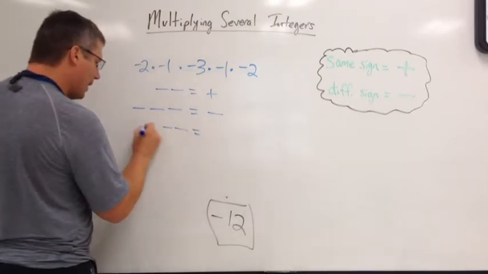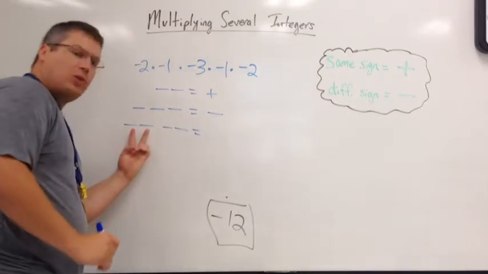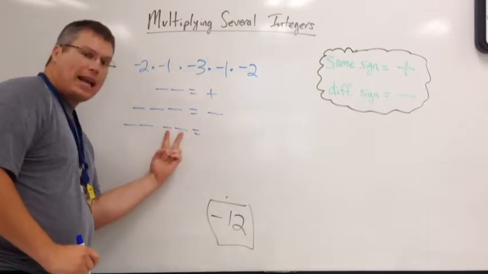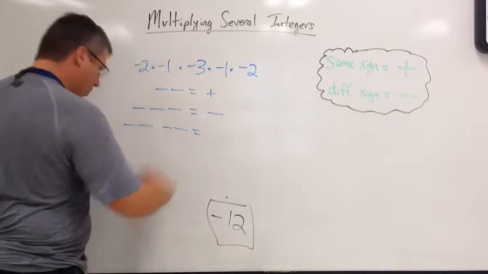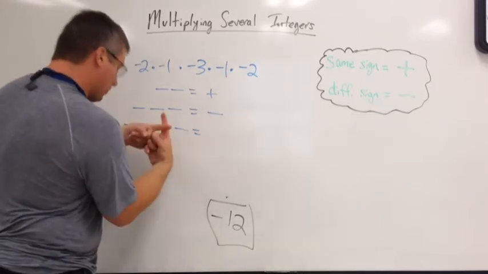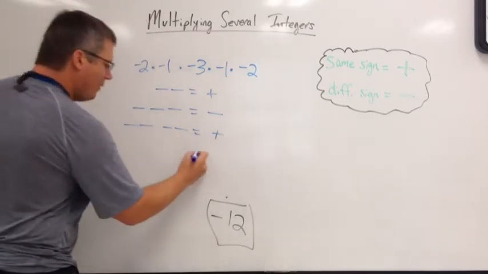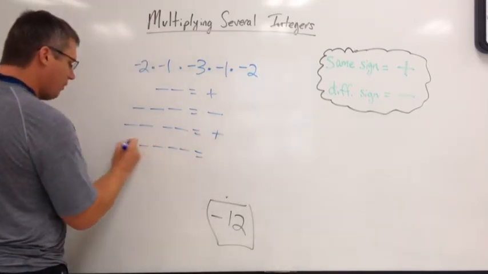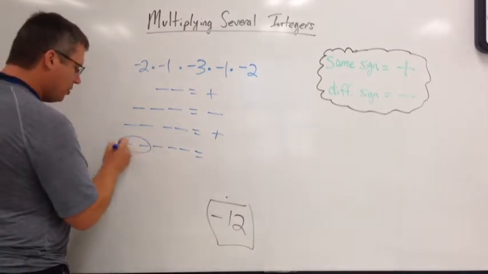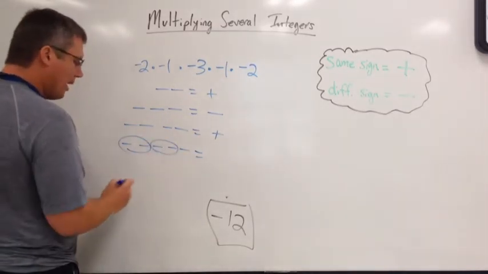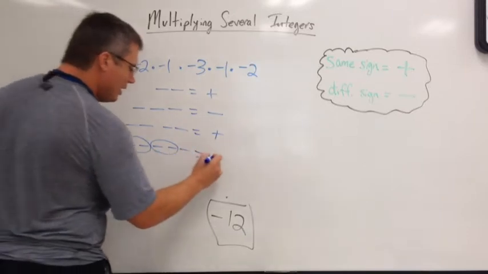What would 4 make? Well, these two negatives would make a positive. These two negatives would make a positive. So I have 2 negatives that make a positive, 2 negatives that make a positive. Positive and a positive is positive. What if I had 5? 1, 2, 3, 4, 5. These two would make a positive. These two would make a positive. Positive times a negative is a negative.